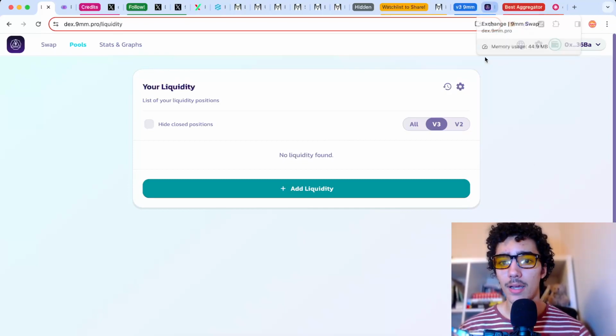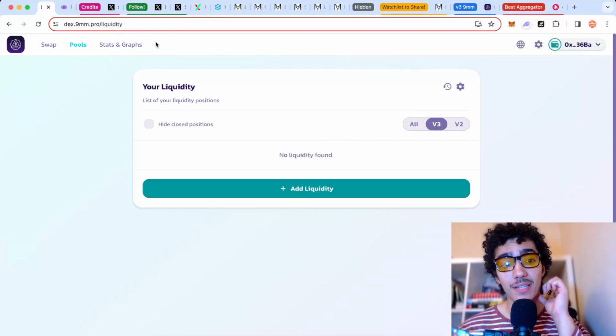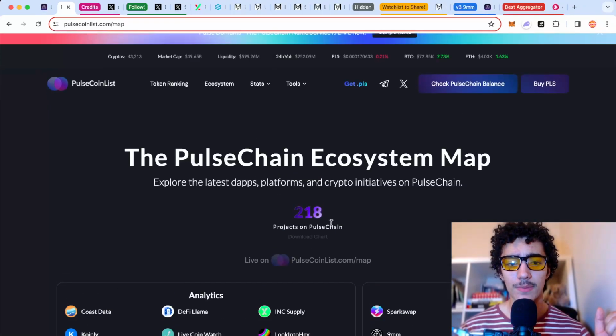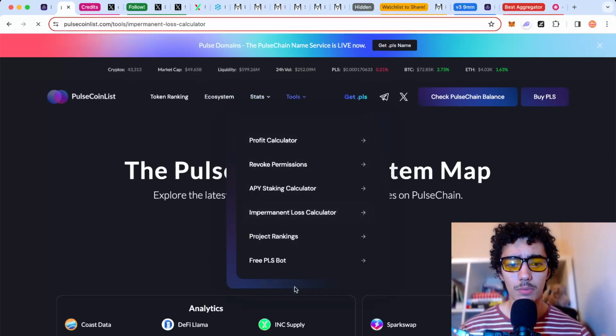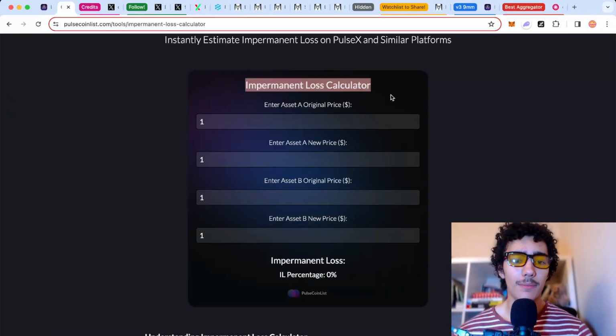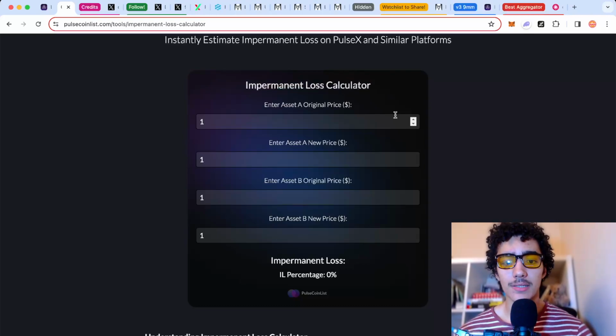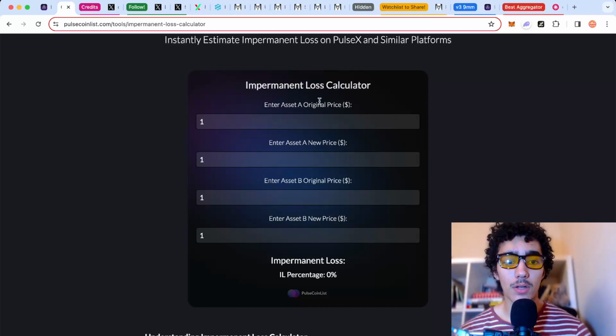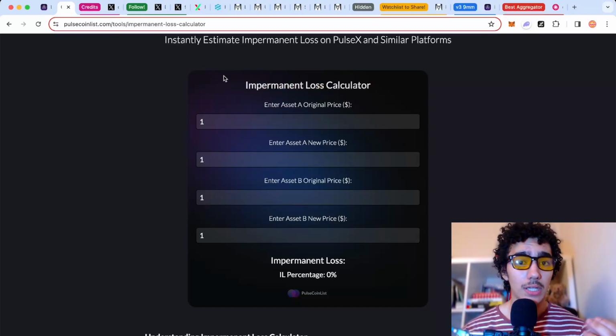I'm not going to explain impermanent loss fully, but there's a really great tool that you can check out, and it's in Pulsecoin List. Again, what a great website, very useful. Go in tools, go to impermanent loss calculator. This can give you a really great example of how being in version 3 liquidity minimizes your impermanent loss. It depends on your range. If you put plus or minus 50%, then okay, you will be exposed to impermanent loss. But at the end of the day, if your yield, the rewards, are greater than the impermanent loss, then it doesn't really matter. If you're going to be in this long term, then it honestly doesn't really matter.